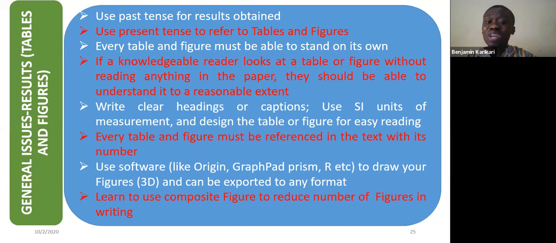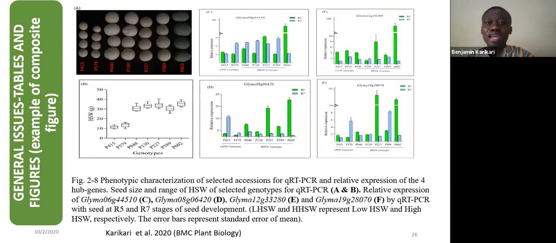Also, we need to learn to use composite figures to reduce the number of figures in our writing. You may have about 5 figures that are giving information on just 2 or 3 paragraphs. You may decide to embed them as a composite figure, so that at the end of the day, it will be maybe figure 2, but in figure 2, you have figure 2 A, B, C, D, and the rest. I will show a classical example. This is an example of a composite figure. This article was published in 1st September or so, as part of some of the works that I did whilst I was in China.